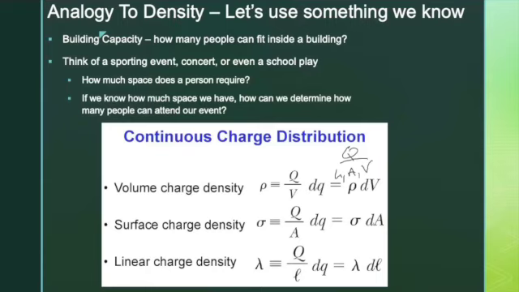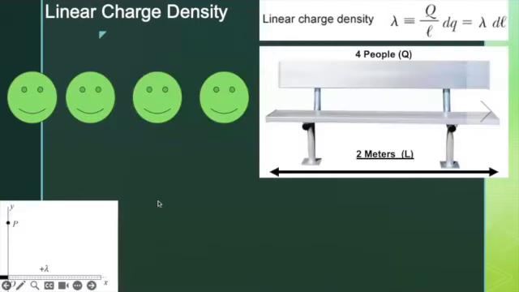You should probably know lambda, sigma, rho, but as long as you remember total charge divided by length, area, volume, you'll be able to calculate that. All right, so our first example, and we talked about this earlier, would be linear charge density lambda. So again, that's going to be Q divided by L, and that's going to give us our lambda, our charge density.